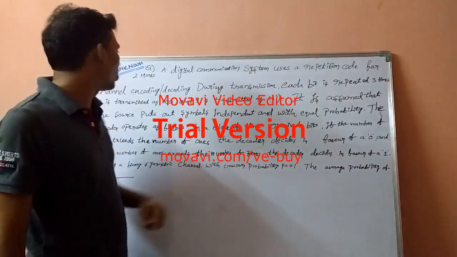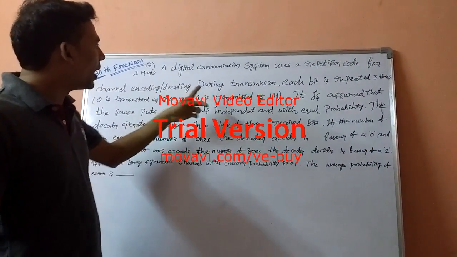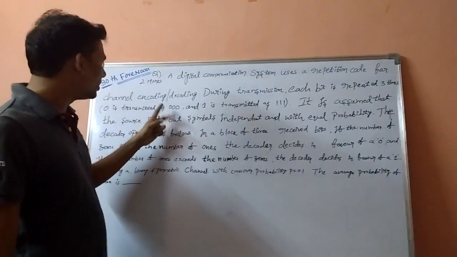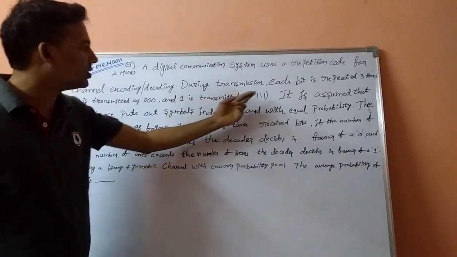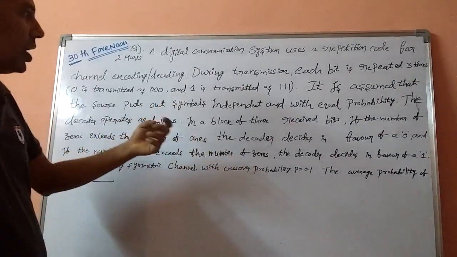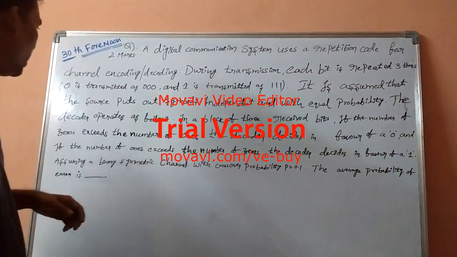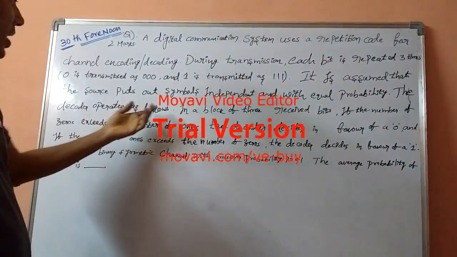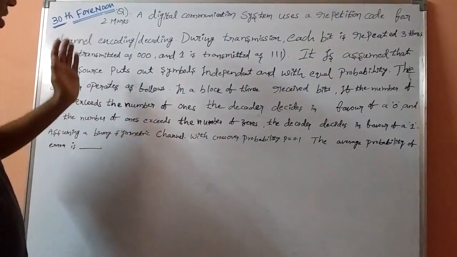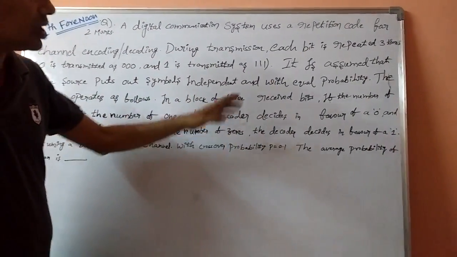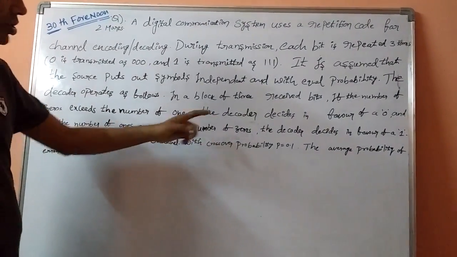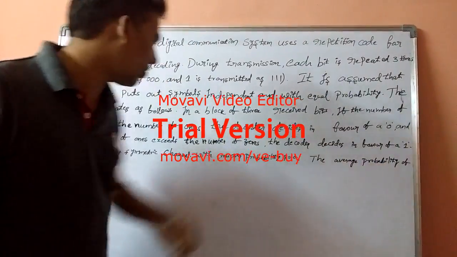A system uses a repetition code for channel encoding and decoding. During the transmission, each bit is repeated 3 times. That is, 0 is transmitted as 3 zeros and 1 is transmitted as 3 ones. It is assumed that the source puts out the symbols independently and with equal probability, and the decoder operates as follows. In a block of 3 received bits, if the number of zeros exceeds the number of ones, the decoder decides in favor of a 0, and if the number of ones exceeds the number of zeros, the decoder decides in favor of a 1.